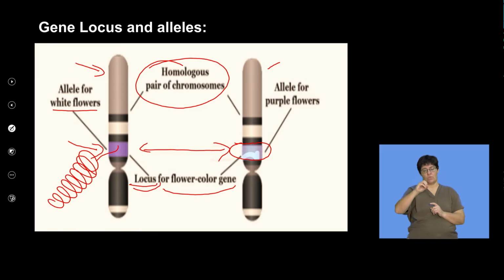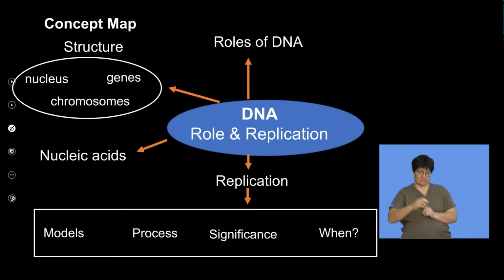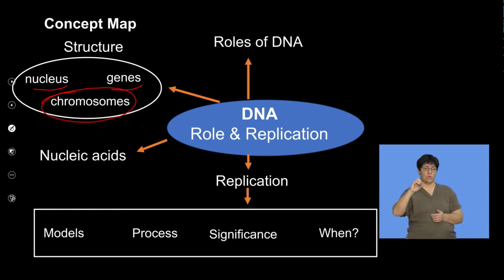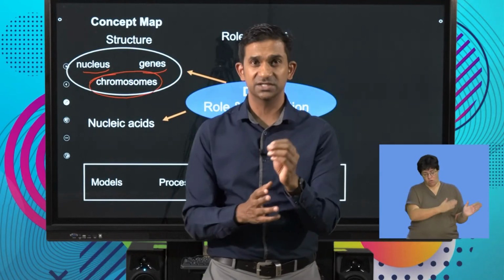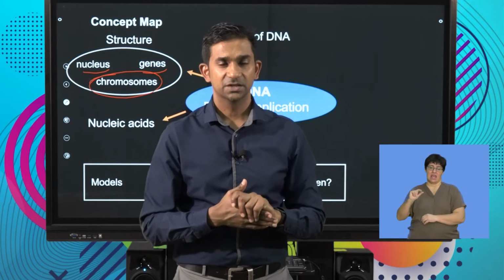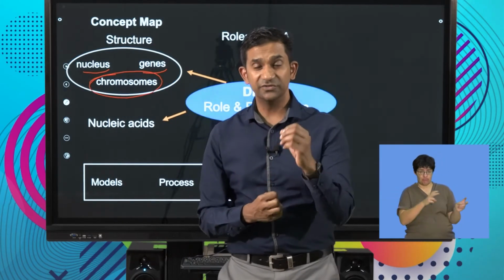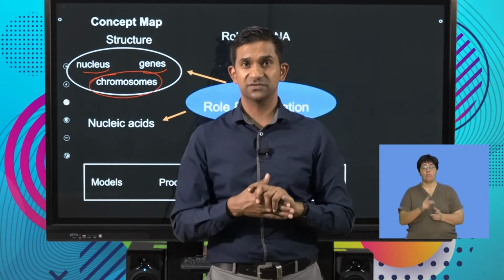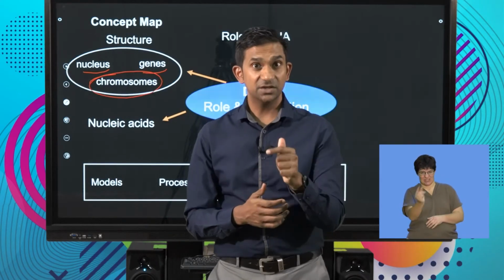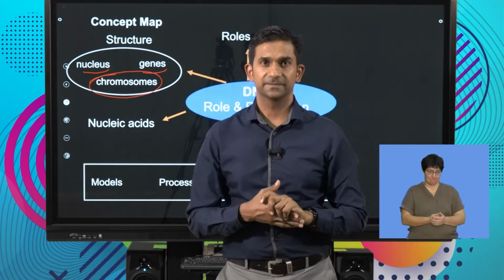wrapped around histone proteins. So guys, we've looked at the nucleus, we've looked at the genes, and we've tried to unpack what a chromosome is. It's important that we understand this context before we move into the process of DNA replication. So I'm going to pause here. We're going to move into the next segment, looking at the process of DNA replication. See you in a little while, shortly after the break.